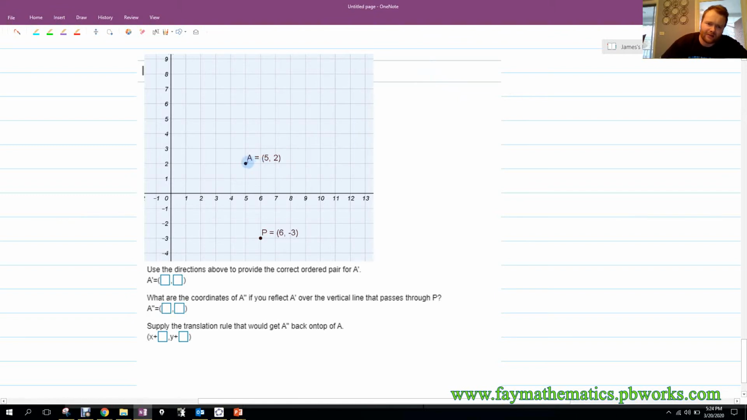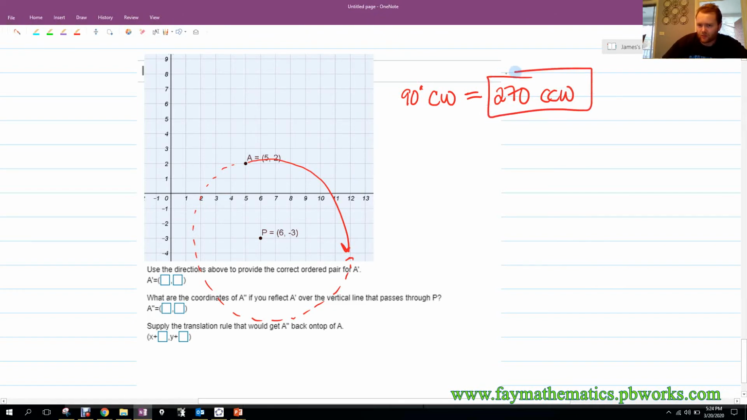So if I want to go 90 degrees around P, what I have to be able to do is figure out how many degrees that would be moving counterclockwise. Well, 90 degrees clockwise is exactly the same thing as 270 degrees counterclockwise. That's the rule that I'm going to use. If you go back to the PowerPoint or the video, it says a rotation of 270 degrees counterclockwise, if you start with A comma B, is going to turn into B comma negative A.